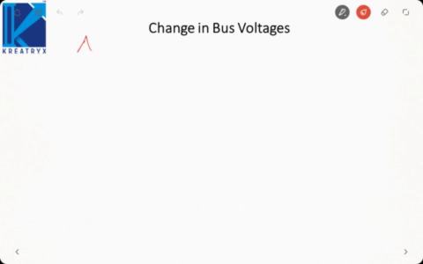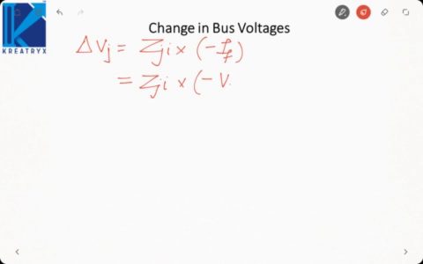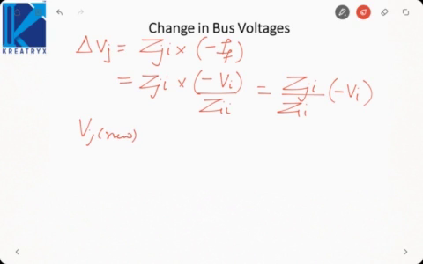Now if you wish to find the change in any other bus voltage, that is delta Vj, then only the ith element will be non-zero, that is Zji into minus If. Now minus If will be equal to minus Vi by Zii. Okay, that means the new value of bus voltage will be the old value minus Zji by Zii.